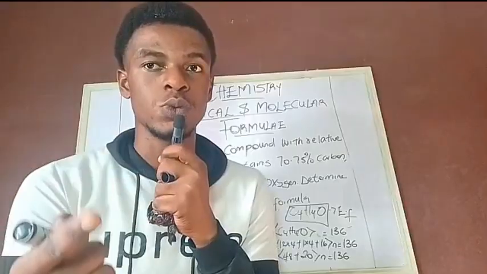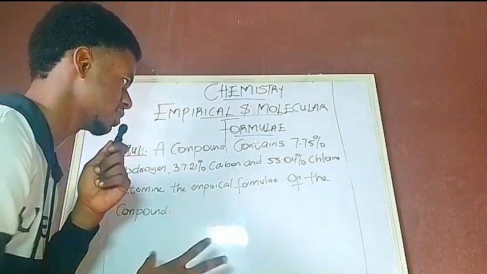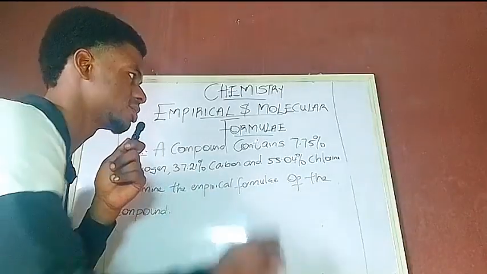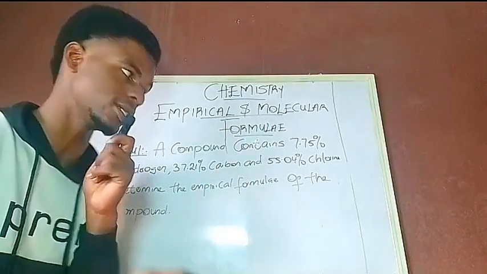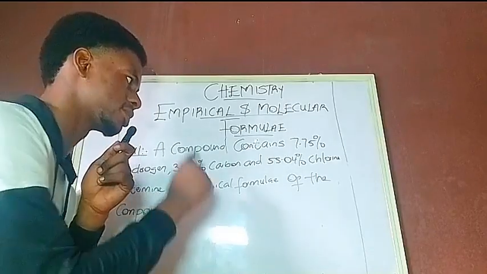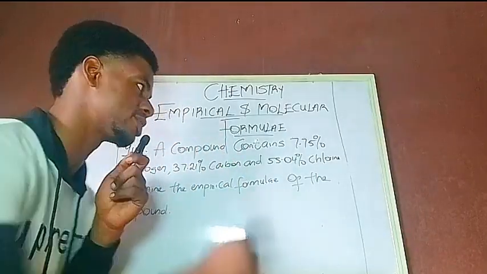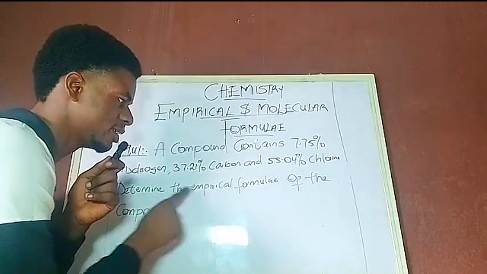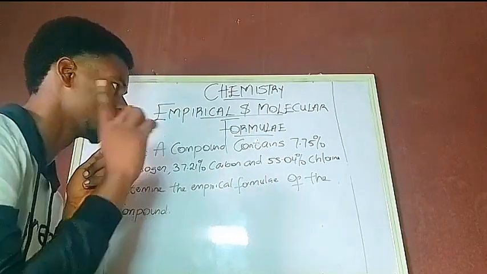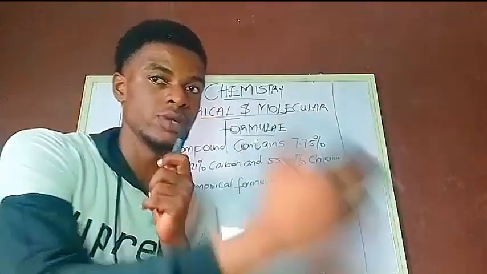And I want you to do this one next. Okay, now, so this is the question. They said a compound contains 7.75% hydrogen, 37.21% carbon, and 55.04% chlorine. Determine the empirical formula of the compound. So this is just a straight question. They don't really ask you to get the molecular formula.